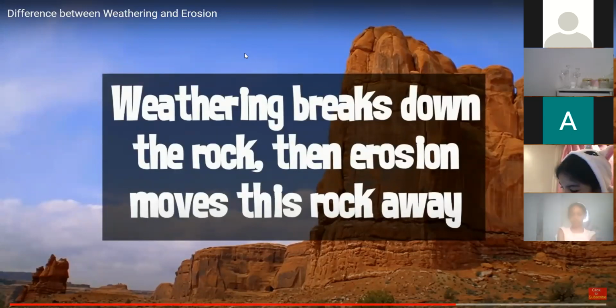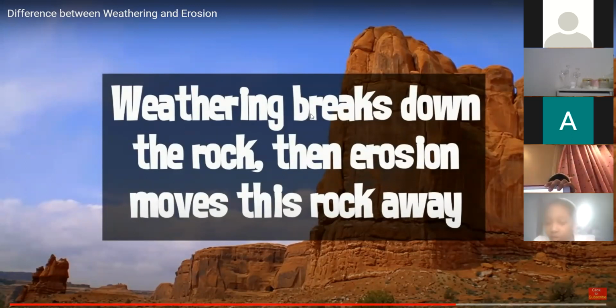Not only water, but the wind can do it, sometimes animals can, and sometimes humans. So many things can make weathering or erosion happen. Now, let's go back to the book.